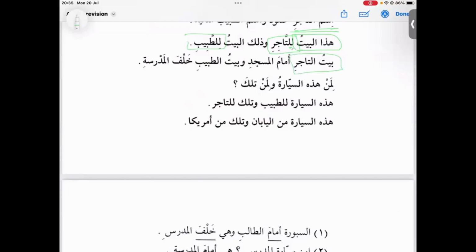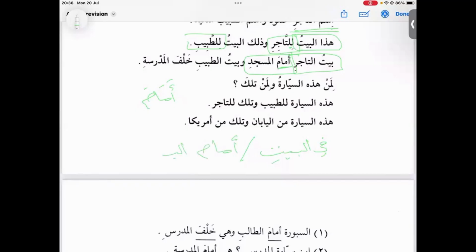Baytu tajiri, that's idafa. The house of the businessman. What about the house of the businessman? Khabar. Amama al-masjidi. Amama, the word that follows it will get a kasra. Amama is called a dharf makan, an adverb of place. Whenever you see this, the khabar can be fil bayti. It can be amam al bayti.